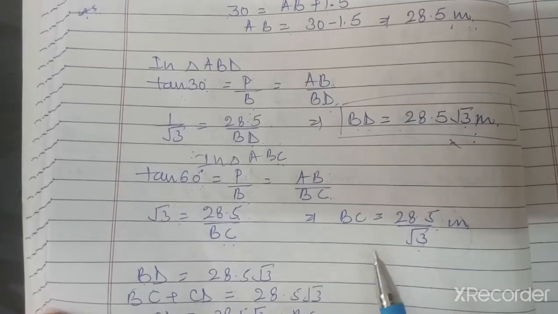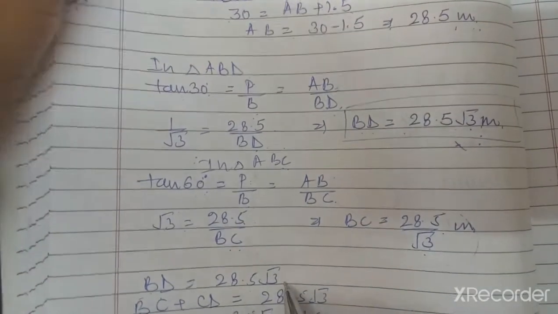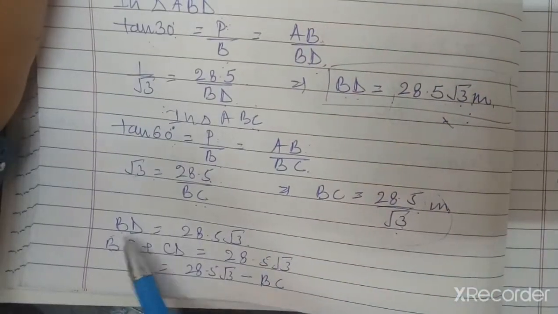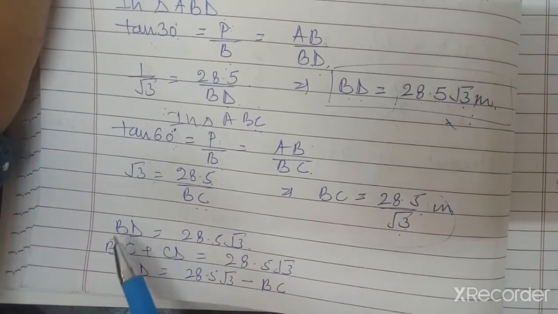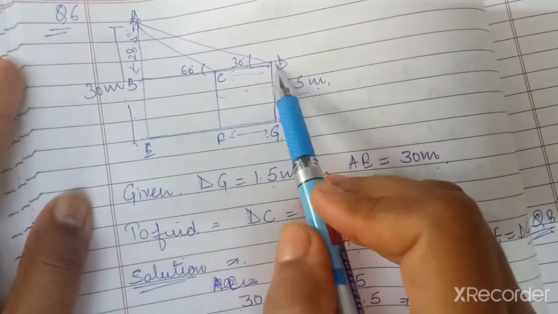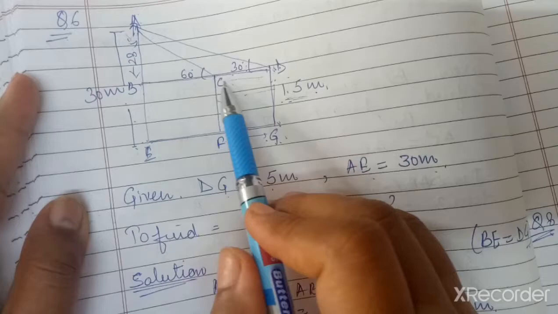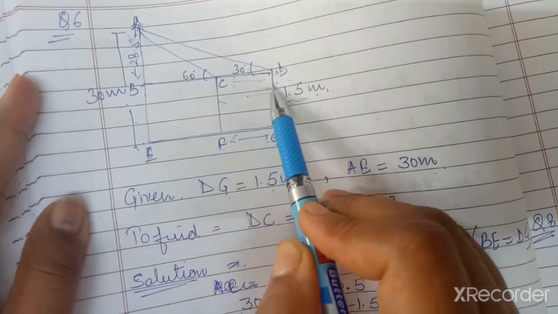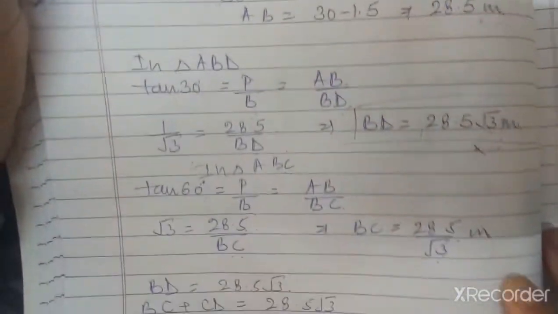As we know, BD is equal to 28.5 root 3, that is the answer we found here. So we have to find the CD distance. If you see the figure, this is BD, we can write BD as BC plus CD. Fine, BC plus CD. We know the value of BC, we know the value of BD. Can we find CD? That we are doing here only.